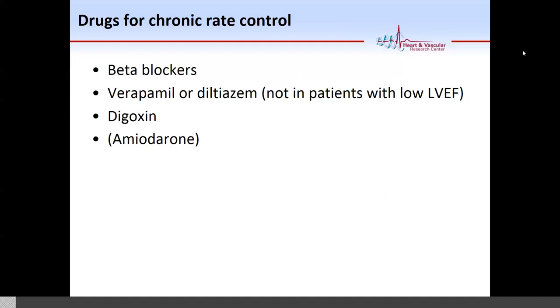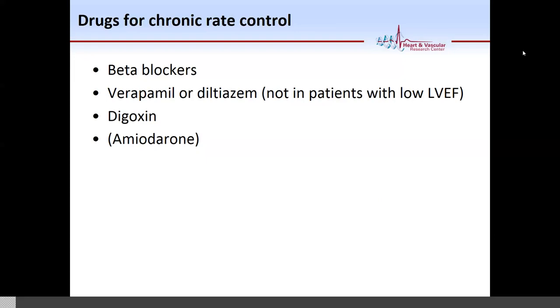Similarly, amiodarone is in parentheses here. Amiodarone is a good rhythm control medicine. It also controls heart rate. But if you're settling for atrial fibrillation, you're paying a pretty big price for rate control using a drug like amiodarone that has so much toxicity. If you could get that rate control with beta blockers or calcium channel blockers, you would.